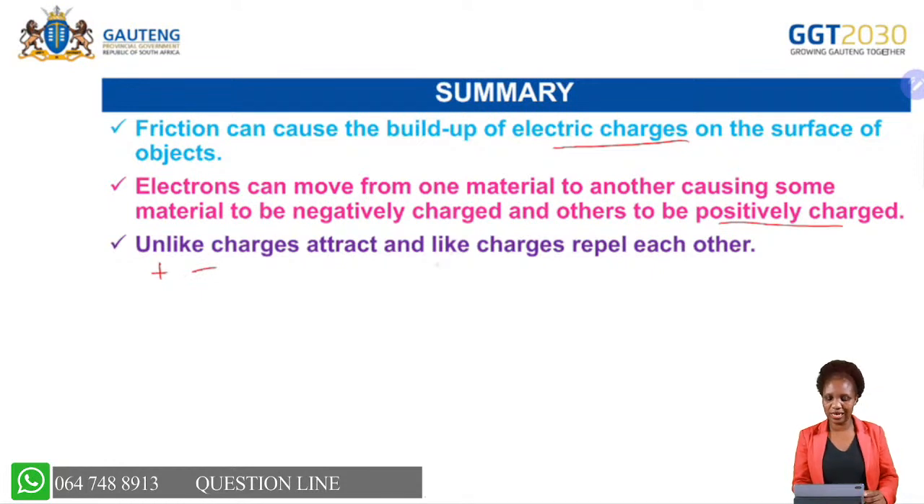But if it is like charges, it can be a negative and a negative. If you bring the material which is negatively charged and another one which is negatively charged together, what's going to happen? They are going to push each other away. They are going to repel each other. Do you get that? And then if you take a material that is positively charged and another one which is positively charged and bring them together, these are like charges. They are going to push each other away. They are going to repel each other. We call this what? Repulsion. Okay. Let's move on.